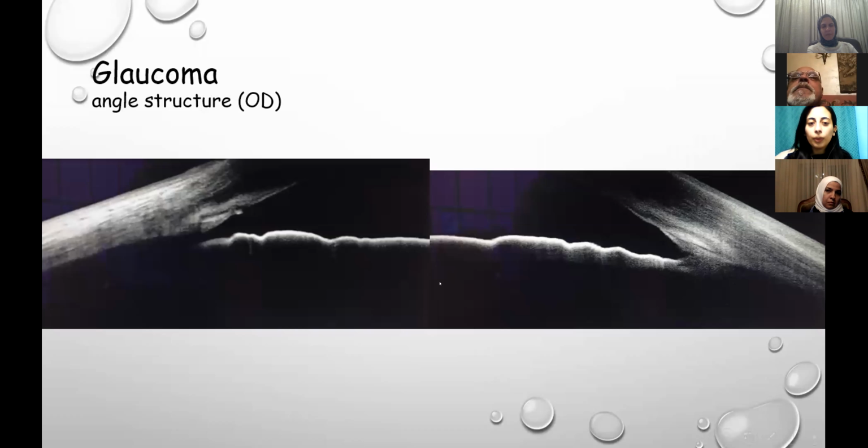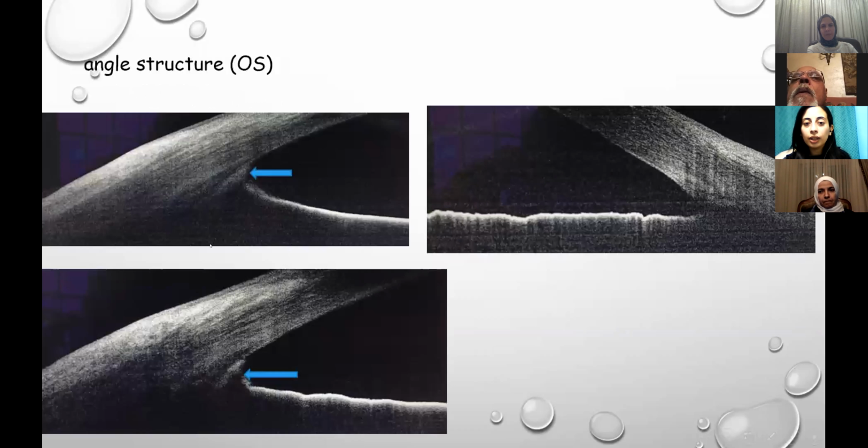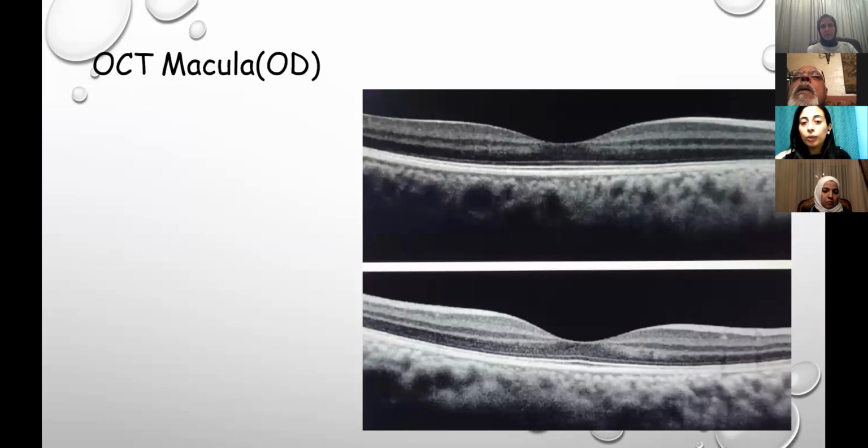We check the angle of the patient. This is the right eye, the normal side, more or less it's a normal trabecular meshwork, normal angle recess. But in the left eye, we have like a membrane over the trabecular meshwork in around half of the angle. Yet the IOP was normal.